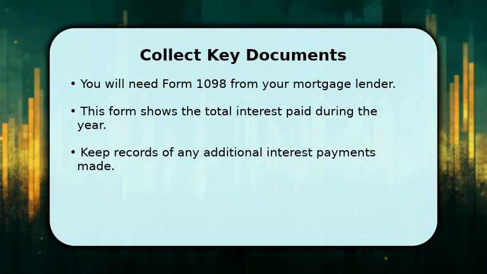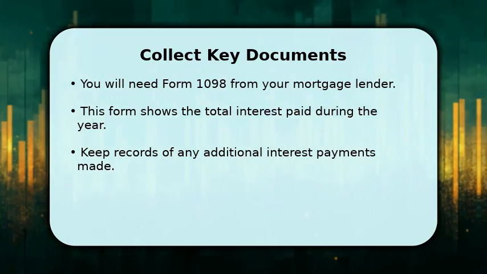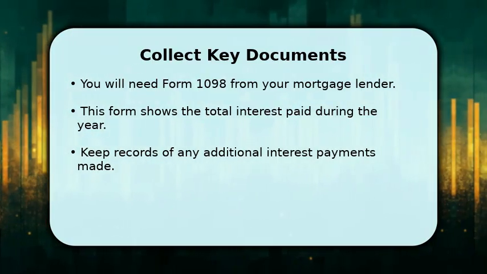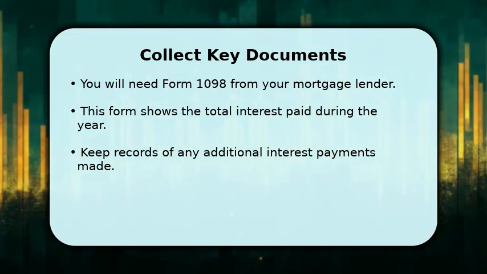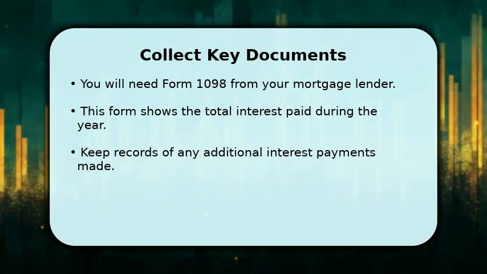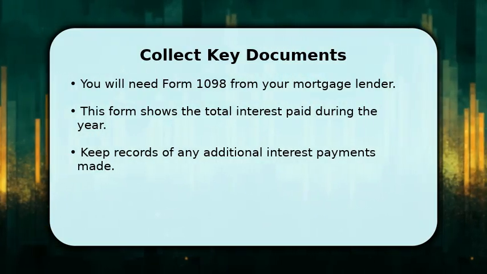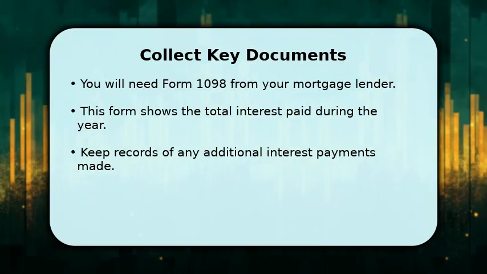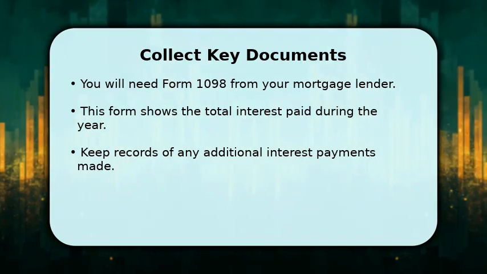Next, gather all the necessary documents. Your mortgage lender will send you Form 1098, Mortgage Interest Statement, by the end of January. This crucial document reports the total amount of interest you paid during the previous year. If you have multiple mortgages, you will receive a separate Form 1098 for each. Ensure you have all these statements ready before you begin preparing your return.